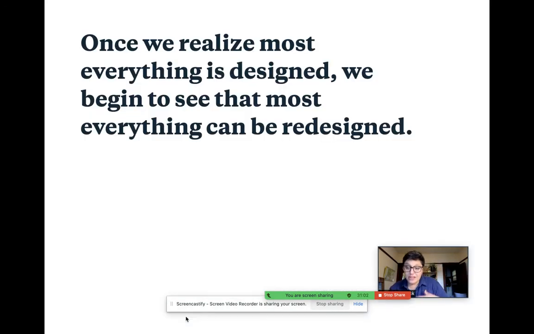So I think it's really important to recognize that everything from the park bench to systemic racial oppression are kind of products of human choice and have been created and designed by us. And I think it's important to state that, because once we realize that most everything is designed, we begin to see that most everything can be redesigned.